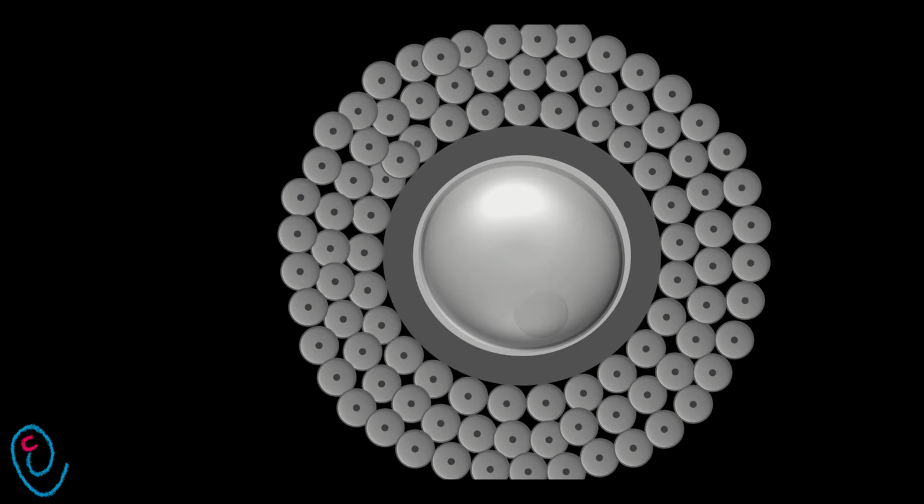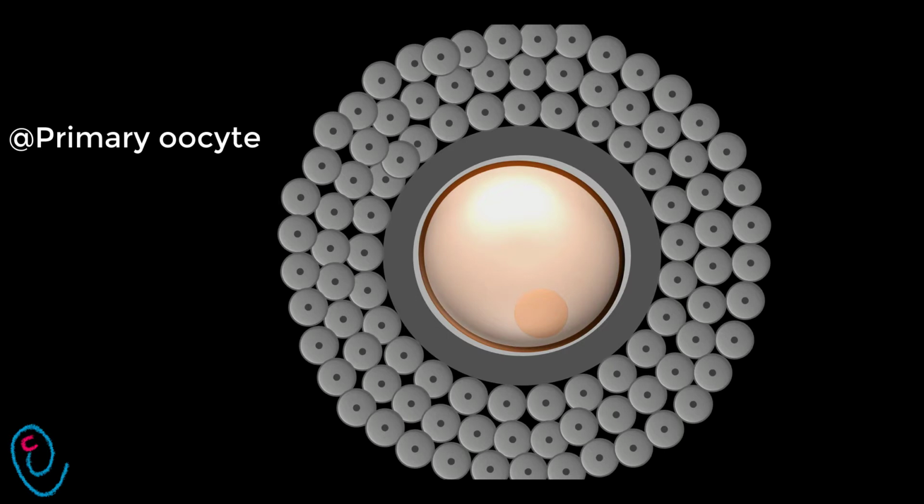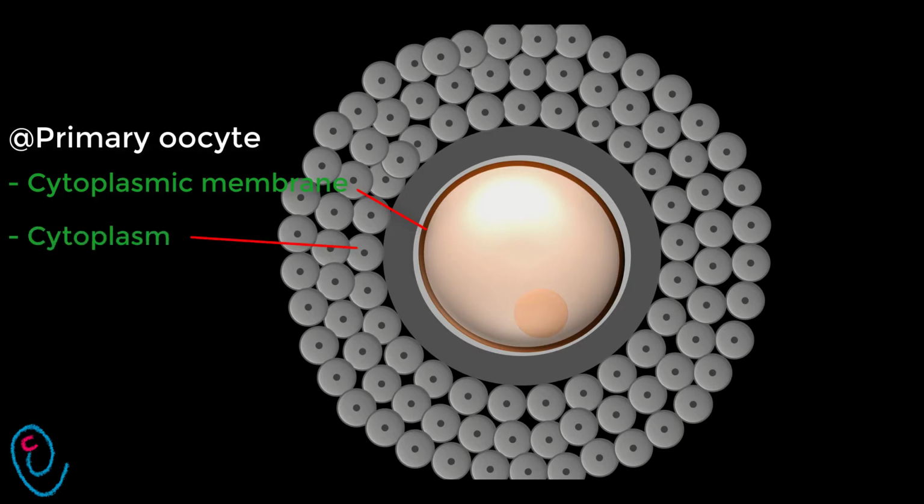The primary oocyte is present in the center, surrounded by an outer membrane known as cytoplasmic membrane. Also, it's called vitelline membrane. It contains a cytoplasm and a nucleus known as germinal vesicle.